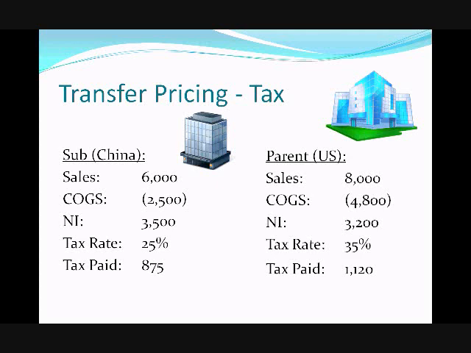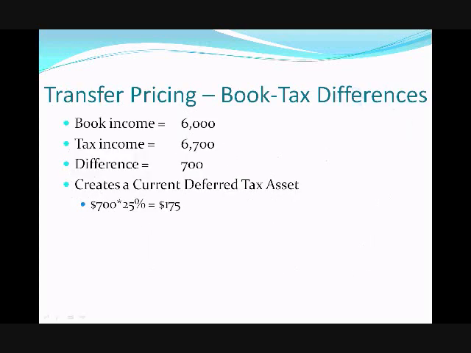As was explained before, part of the gain from the two unsold tables was deferred for financial purposes. This results in a temporary book-to-tax difference. The book income from the example was $6,000, and taxable income was $6,700, or $3,500 from the sub and $3,200 of net income from the parent. The book-to-tax difference is $700.